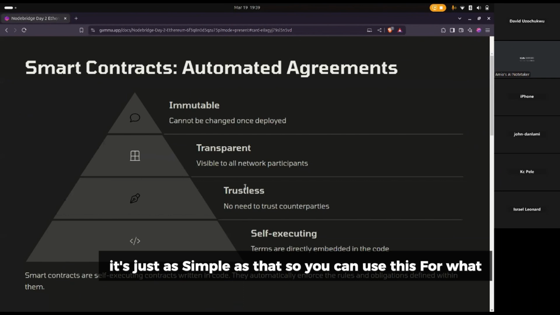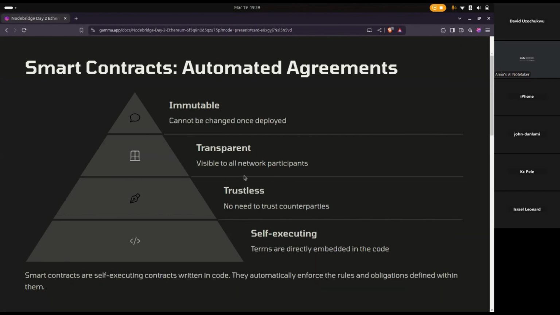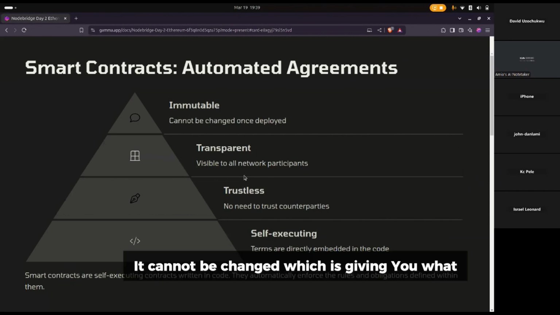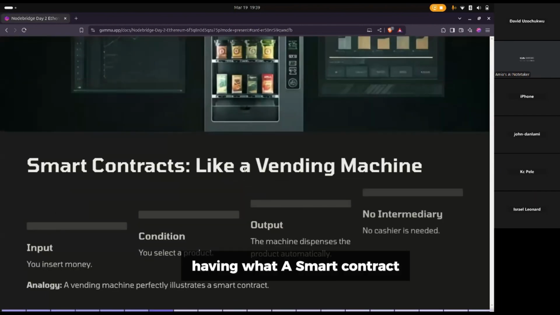So you can use this for so many things. It is transparent, which is also a benefit. You can trust it. It cannot be changed, which is giving you more security and trust, which are also part of the benefit of having a smart contract.